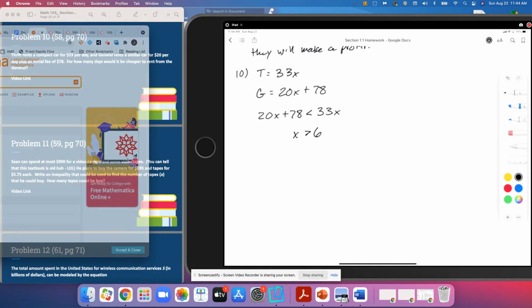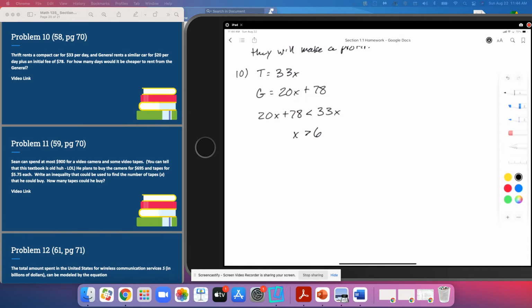And let's think for a moment about what x is greater than 6 means so that we can write our statement. Okay. And so in this instance, folks, what this x is greater than 6 means is that if we look at this for one day, obviously the General is going to be more expensive because you pay 78 bucks plus 20 bucks puts you at $98, whereas at Thrift, it's only 33. So for it to be cheaper to rent from the General, you have to rent for at least 6 days.